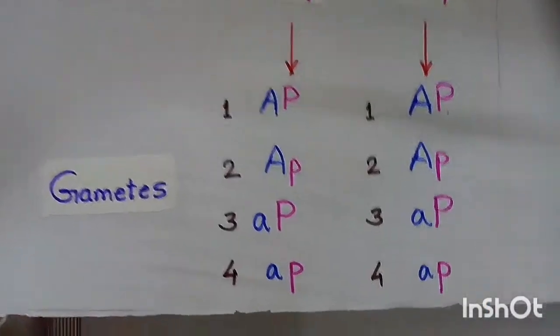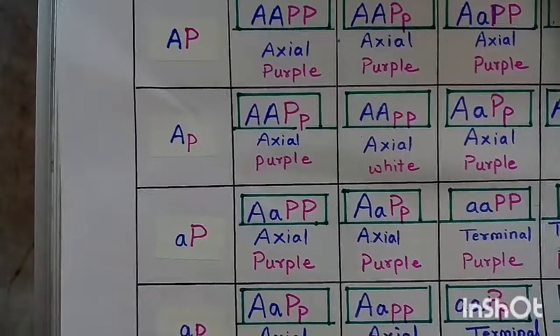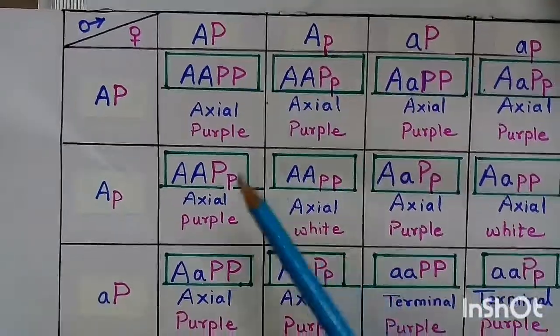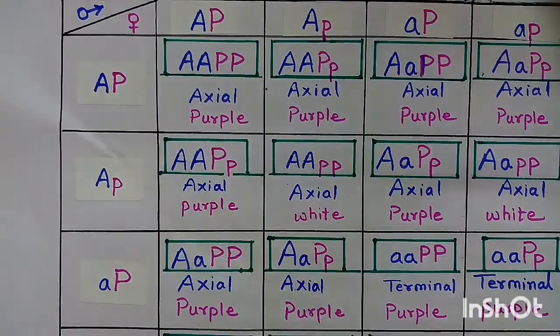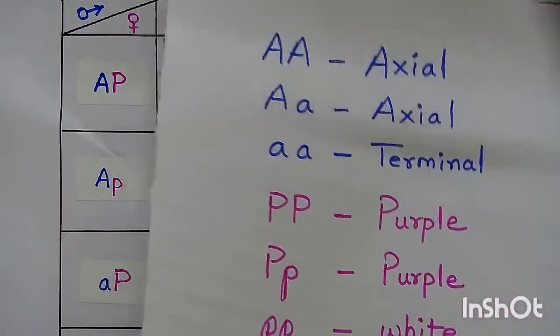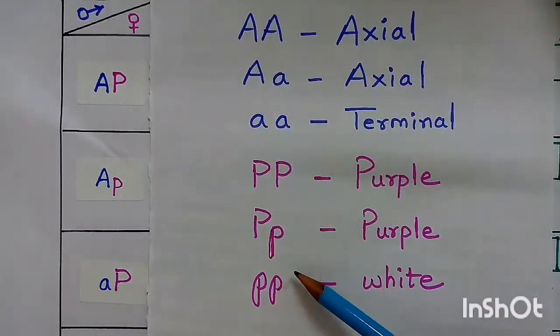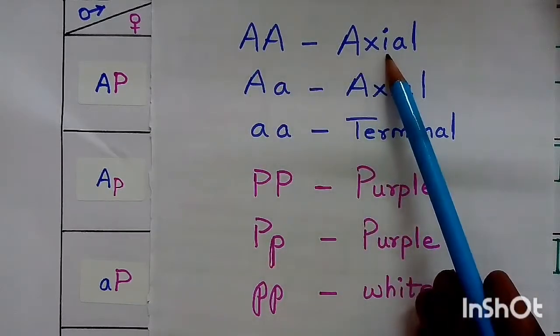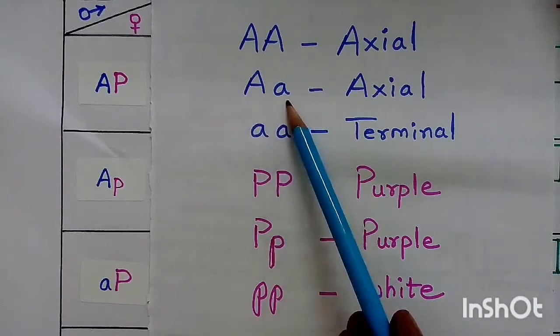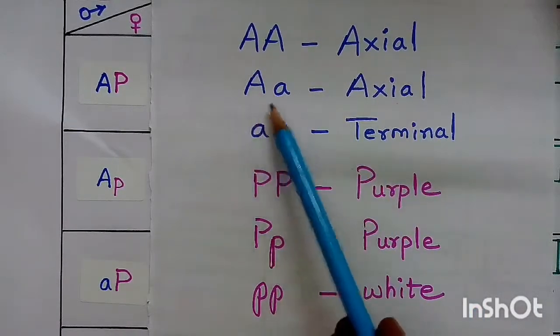Now once we get the gametes, these gametes we have to place in the checkerboard, and this is our checkerboard. Now this checkerboard or Punnett square is used to get the F2 generation. Now how to calculate the phenotypic and genotypic ratio? If you are getting confused, then you can write like this so that it becomes easy to write their phenotypic characters. Both capital A represents axial, one capital A, one small a also axial because one dominant is there.